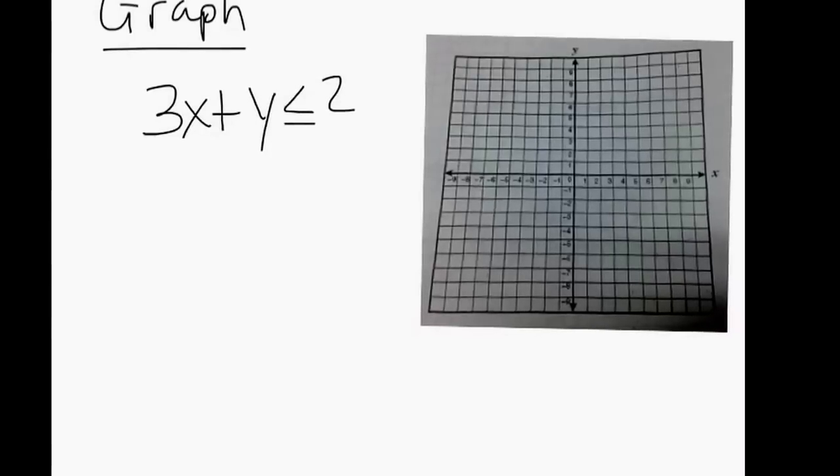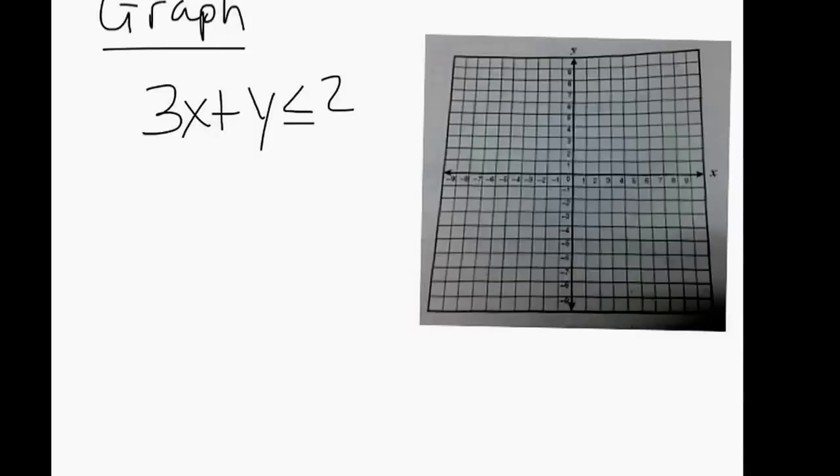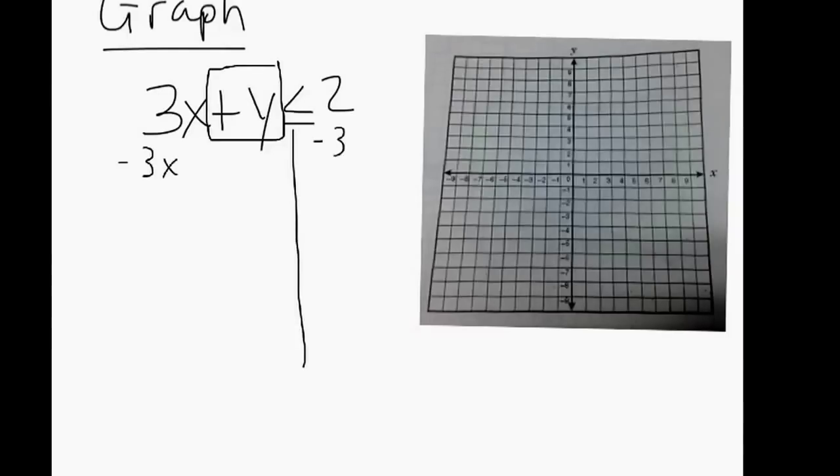So if we want to get this graphed, we've got to get it solved for y. So I'm going to solve for y. Draw my line down. Subtract 3x from both sides. Those cancel out. I bring down y. I bring down my less than or equal to.